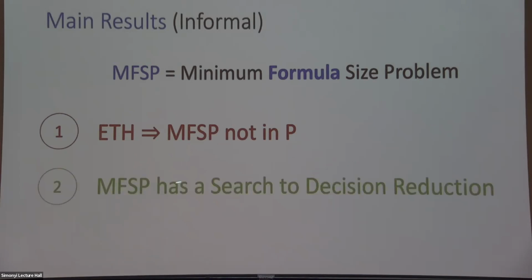And the second thing is that MFSP has a search-to-decision reduction, and this runs in polynomial time. A search-to-decision reduction basically says that if you can solve the decision problem, you can solve the search problem. So in this case, you can print an optimal formula for a truth table given an oracle for the decision problem. This will be more clear when I give the formal statement. It also might not be clear why this is so interesting. I'll tell you why. Okay, so those are the informal statements of the results.